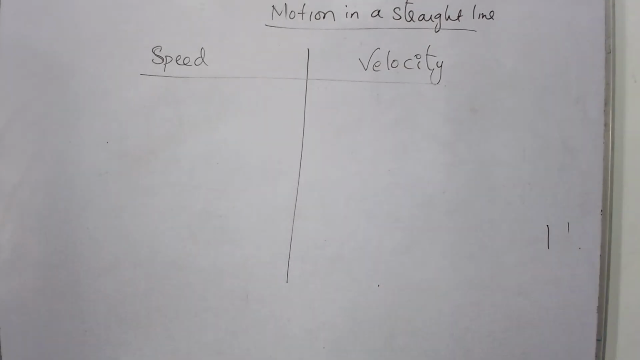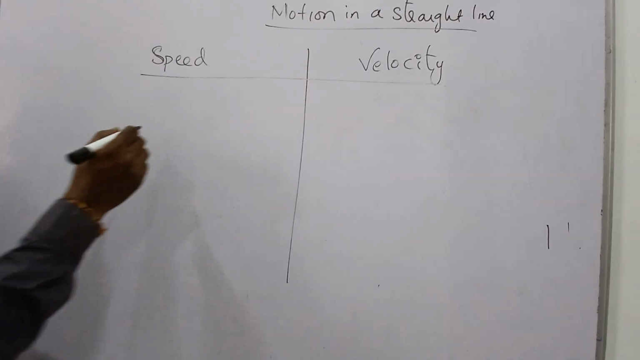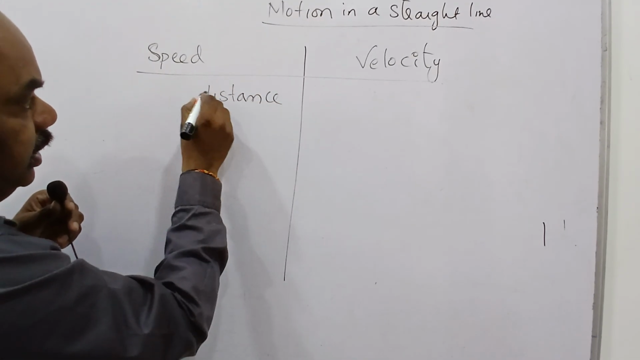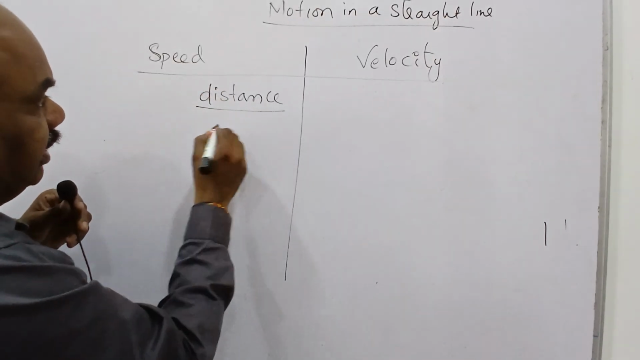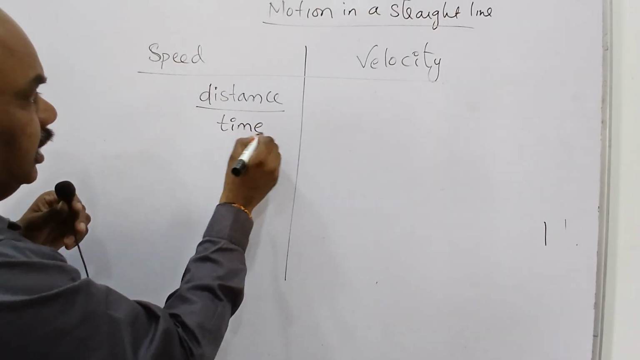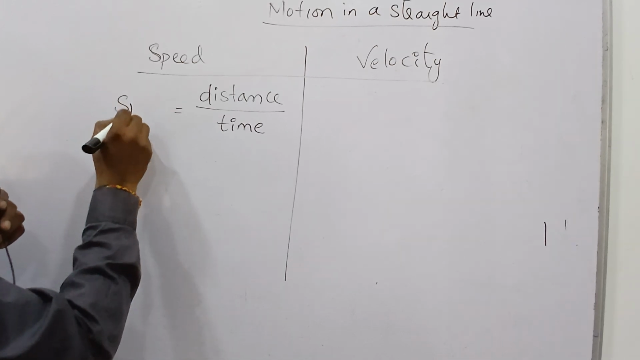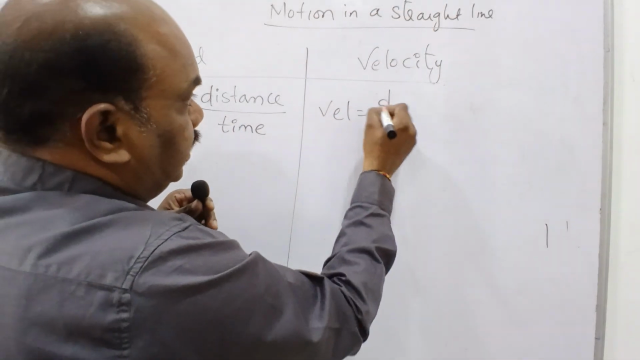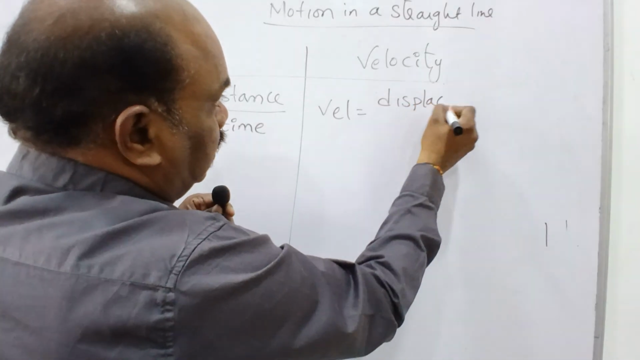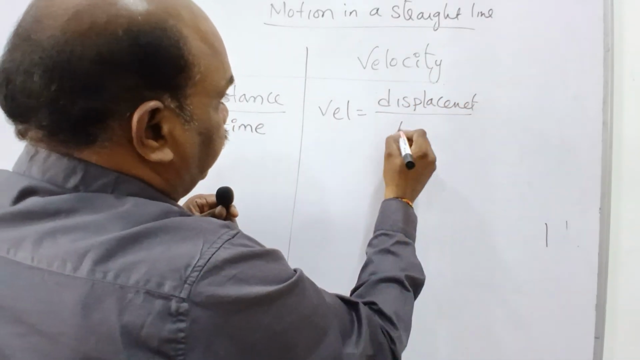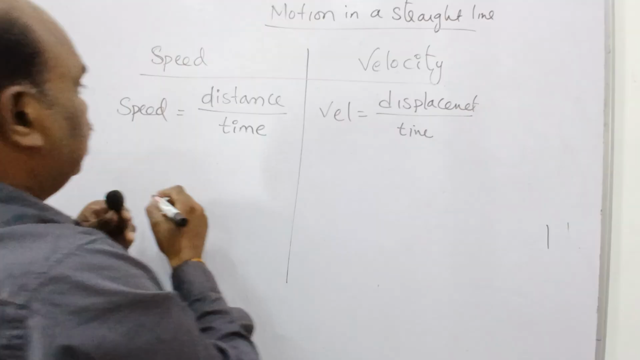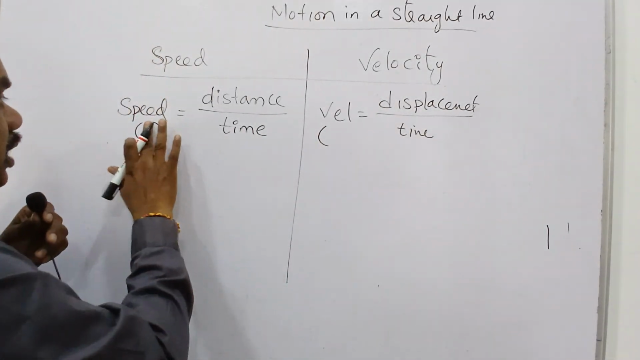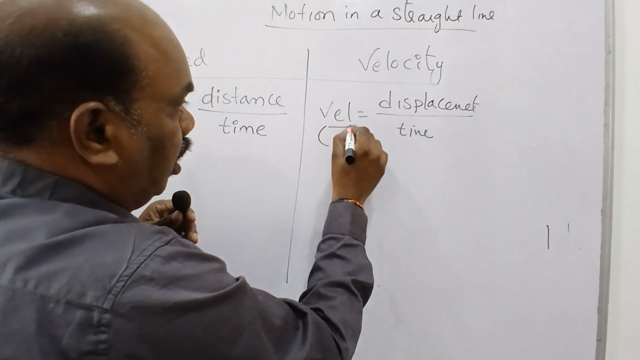Listen carefully. Speed is the total distance by total time. Total distance traveled by the body in a given time, divided by total time, is called speed. Now what is velocity? Velocity is equal to displacement by time. Then what is the difference, sir? Speed is denoted by S, velocity is denoted by V bar.